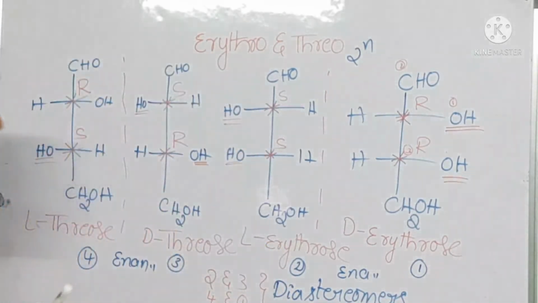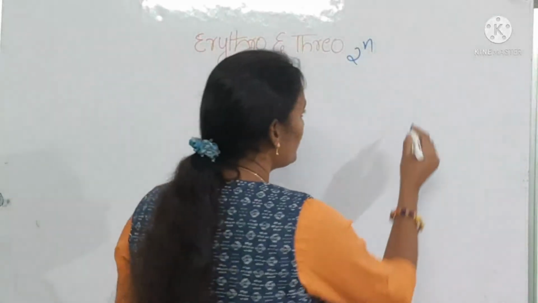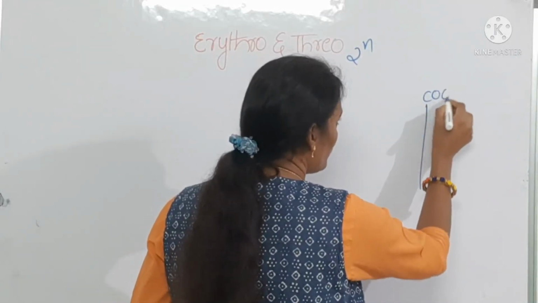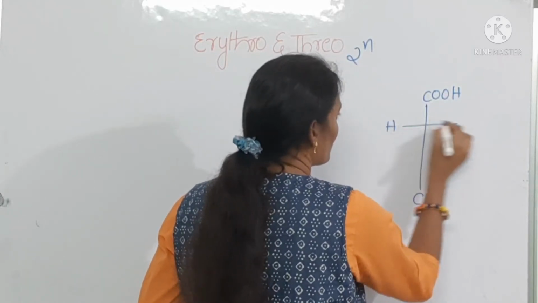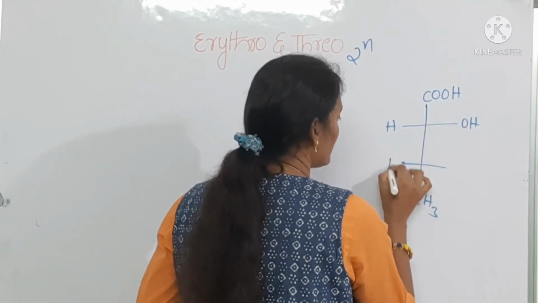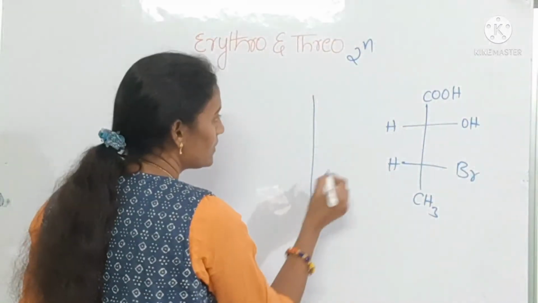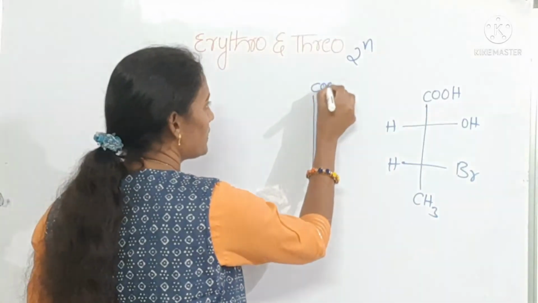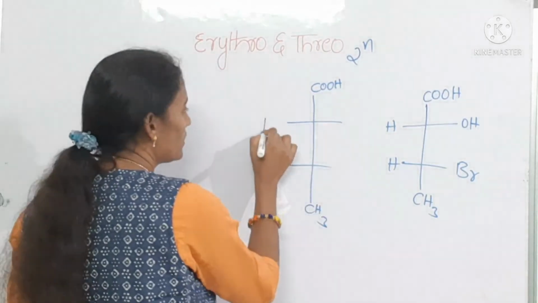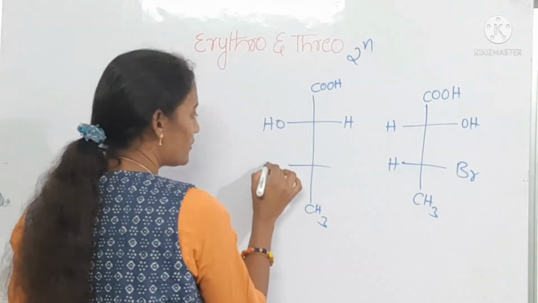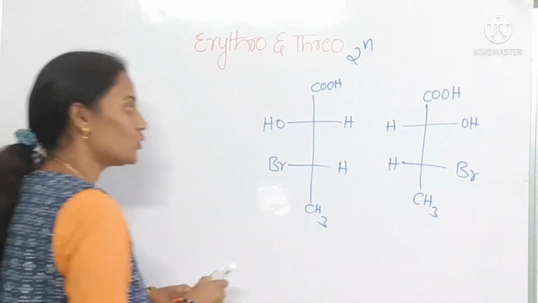In the same way, you can take some more examples, students. See, one more example: COOH, CH3, H, OH, H, Br. This is one isomer, students, and the mirror image of this one you can take: COOH, CH3, here OH, that side hydrogen, this side bromine, and that side hydrogen. This is the mirror image of that isomer.